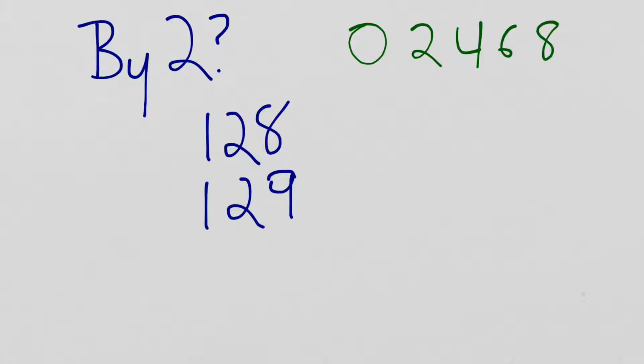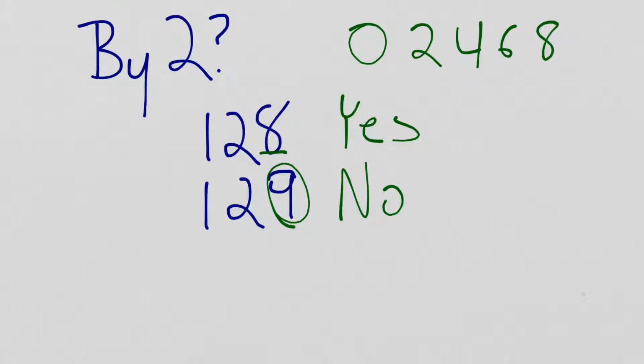We take a look at 128. It ends in an 8, so that means it is divisible by 2. 129, though, ends in a 9. That's not one of our key numbers, so 129 is not divisible by 2.